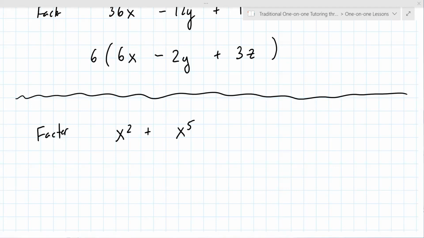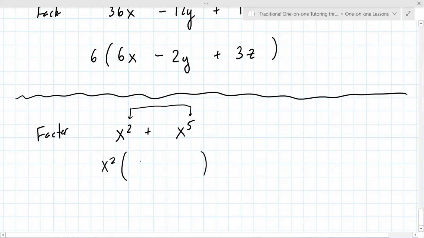It's x squared. X squared goes into both. If you look at your notes, you'll see it's the smaller exponent. So x squared, and then we're looking for what goes inside here, so that when you multiply in, you get back to the original. Yeah, it's 1 and then a 5.